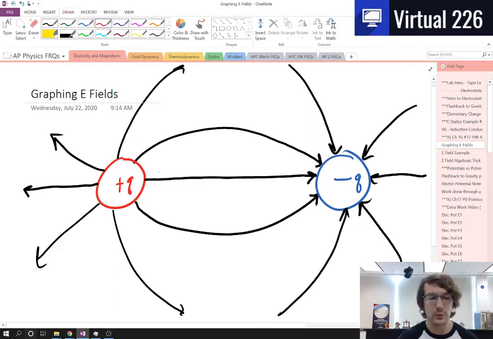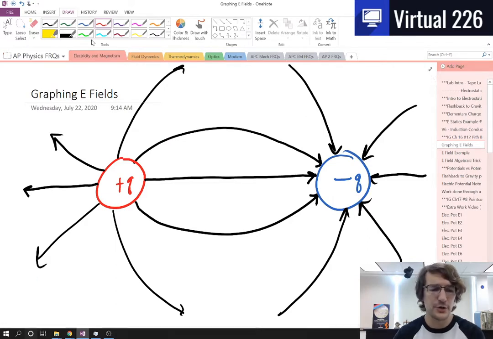And if we were to put a test charge on a field line, it would move along the field, as best as I can draw that, okay? And if you were to put a test charge here, it would move along that field line that way. So that's what the electric field is in general. That's what we're looking at here. A few other notes about the electric field before we draw some more complicated scenarios.